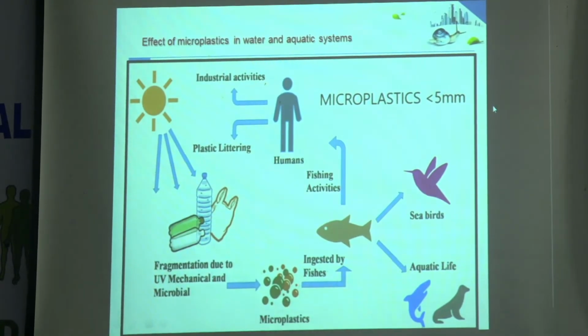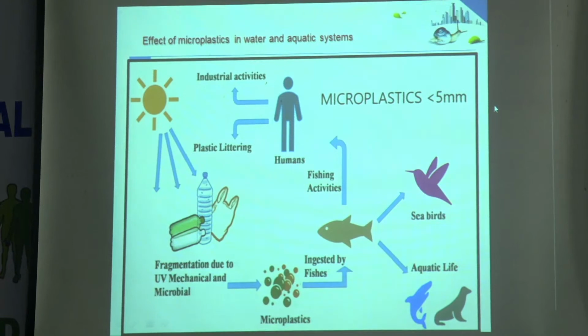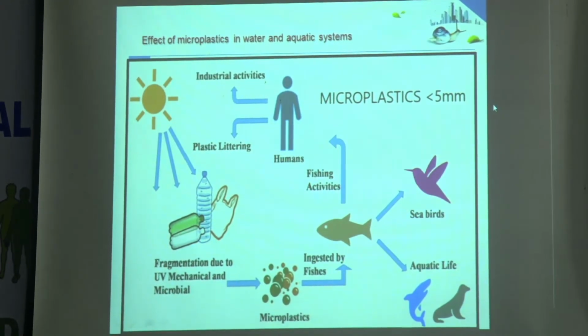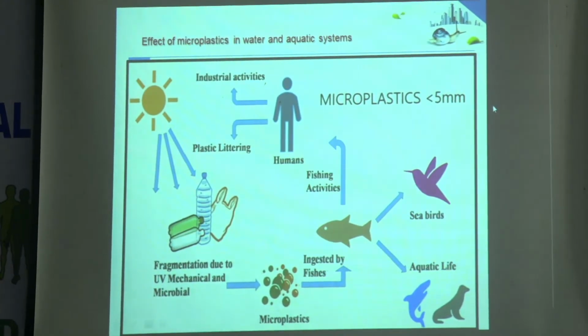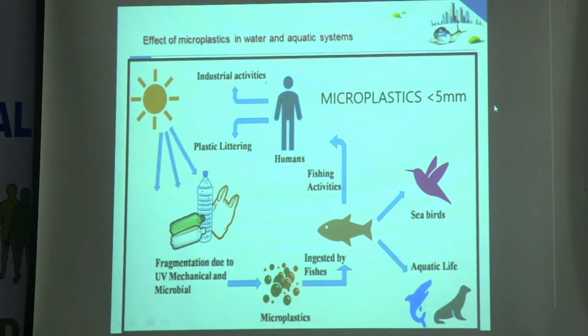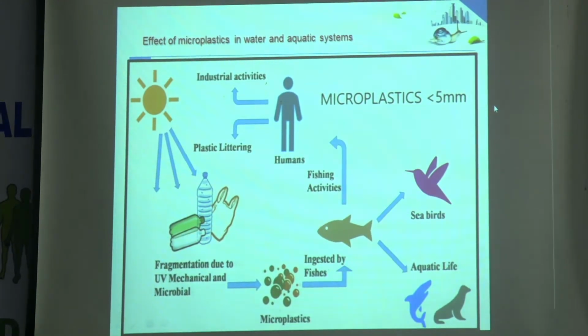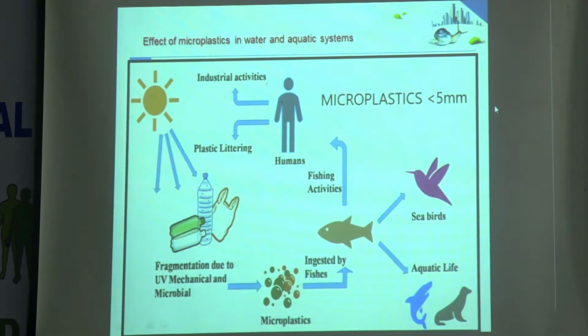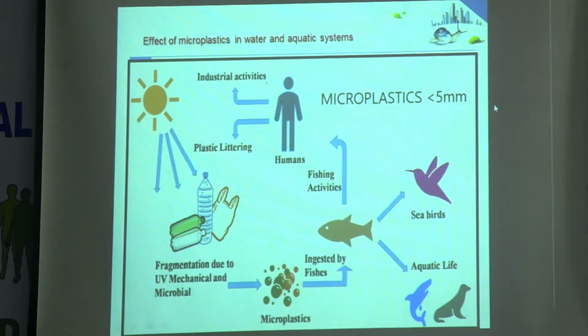So how plastics enter the food chain, if you see, is the same way we are throwing plastics, which break down by the action of UV and mechanical and microbial action. So these microplastics will enter into the seafoods. So obviously we are eating seafood, and the microplastic transformation will occur in this way.